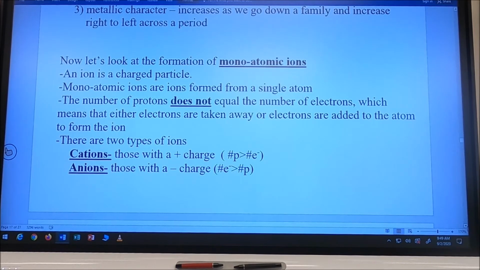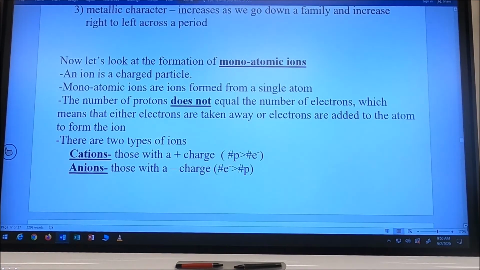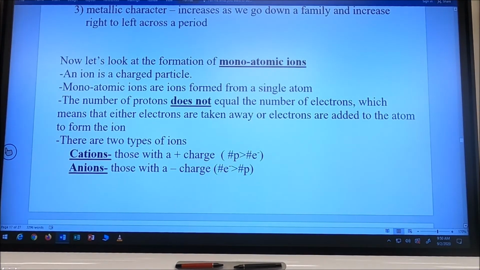Now, the last characteristic I'm going to mention is one that I'm not really super fond of, but that's okay. It's metallic character. We say that metallic character increases as we go down a family, and it increases right to left on the periodic table. Now, this makes good sense, because to the left and down, that's where our metals are, and to the right and up, that's where our nonmetals are. And if you look at something like the nitrogen family, as you go down the family, you go nonmetal, nonmetal, metalloid, metalloid, metal, metal. So you can see going down a family, you have more metallic characteristics.